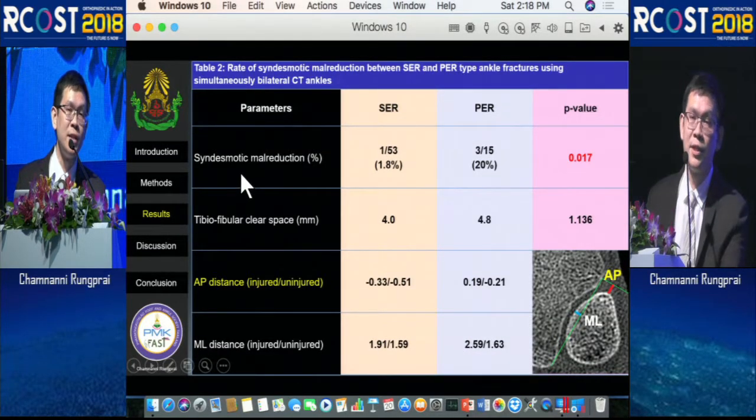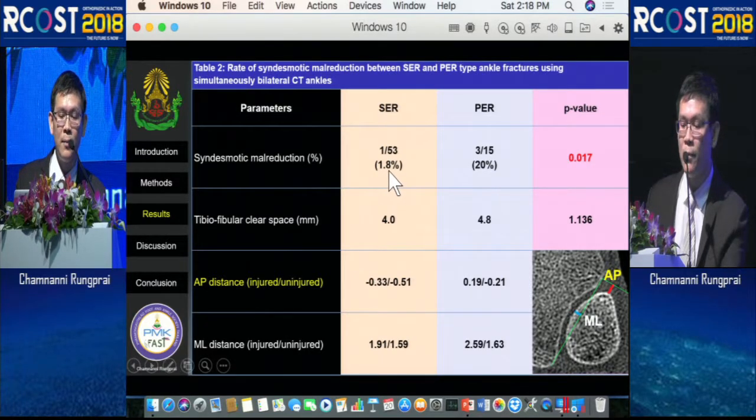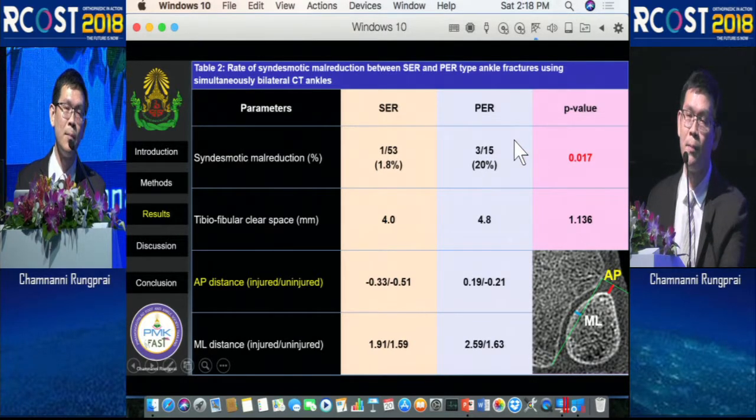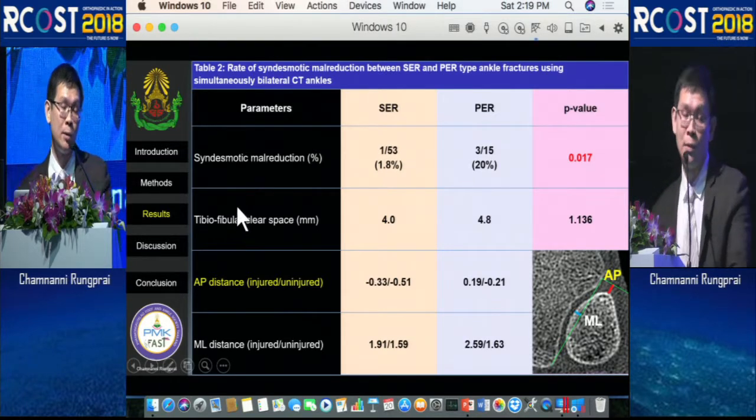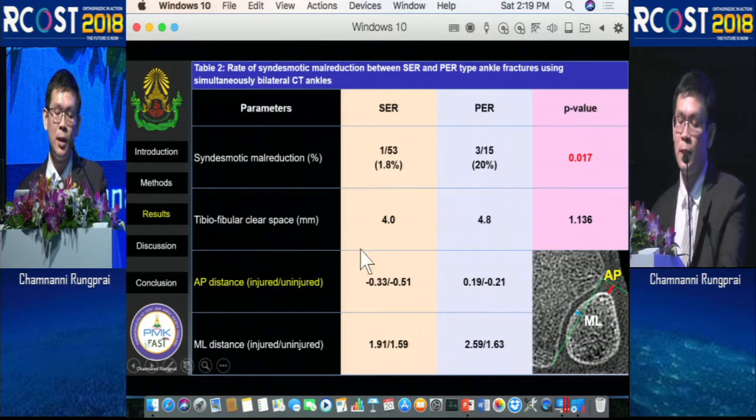When we look into the syndesmotic malreduction as we described earlier, we have one from SER type, 1.8%, and we have 20% from PER type, significantly higher in the PER type ankle fracture. For measurement of syndesmotic widening from the medial clear space, all patients have normal tibiofibular clear space after the surgery, averaging 4.0 in SER type and 4.8 in PER type, with no significant difference.